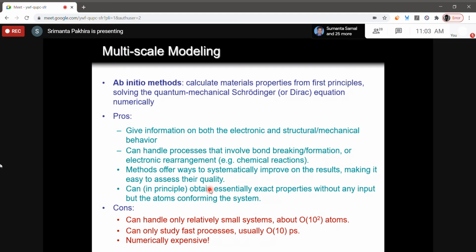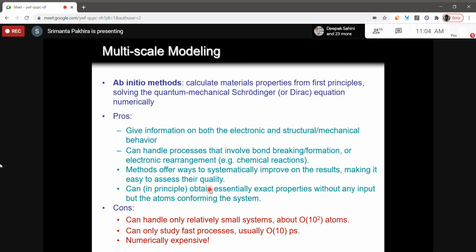And this method offers ways to systematically improve the result. Yes, if we use Hartree-Fock, the result will be very vague. But if we improve the method, improve the theory, whatever we are discussing today, the exchange correlation and integration part, then what we will observe is that the result and accuracy will be consistent with the experiment. So there is a way to improve the method systematically, and systematically we can enhance our data.